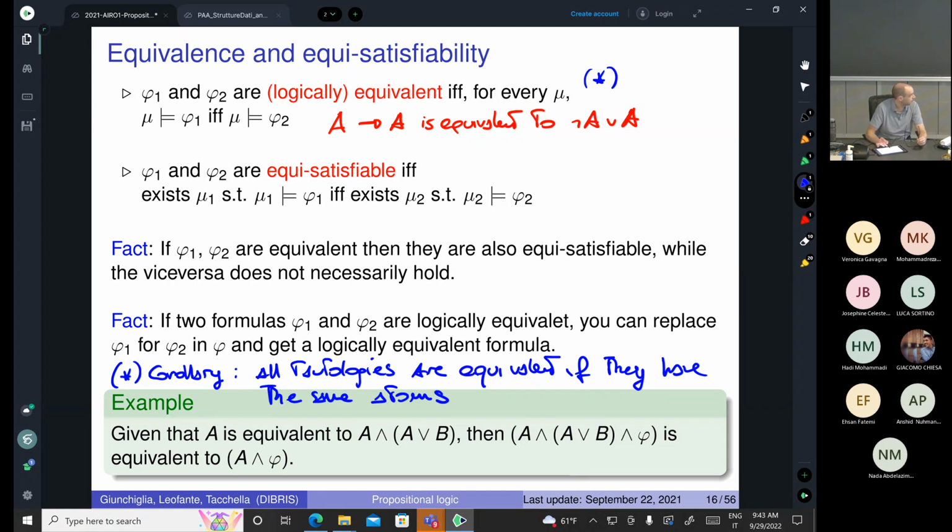Whereas two formulas are equisatisfiable when, given that you can find an assignment for phi 1, you can also find an assignment for phi 2.